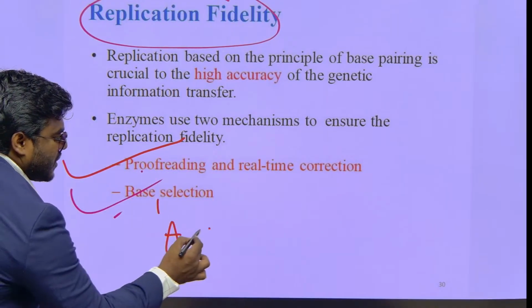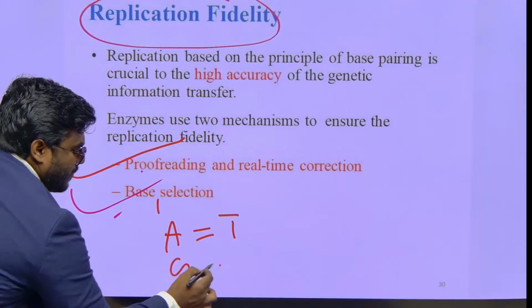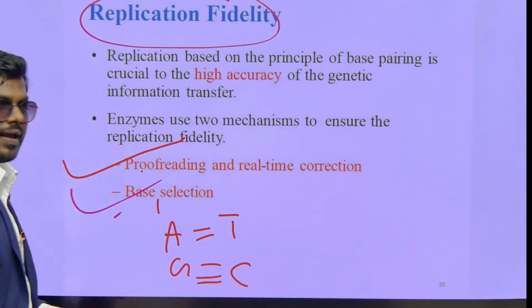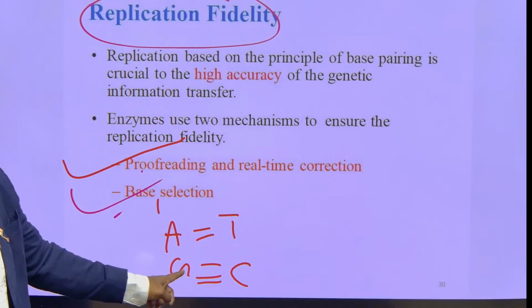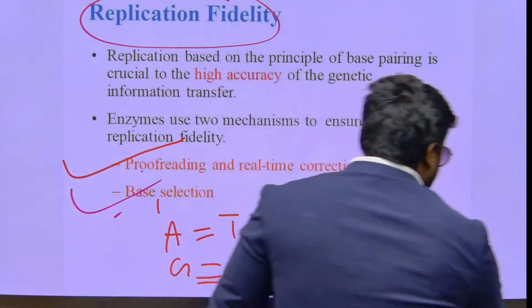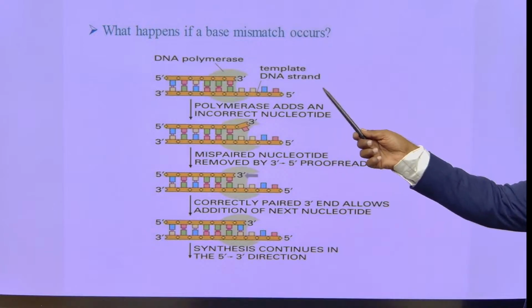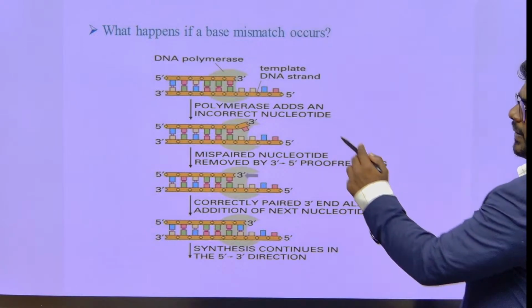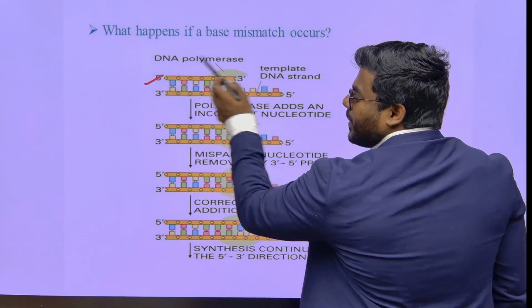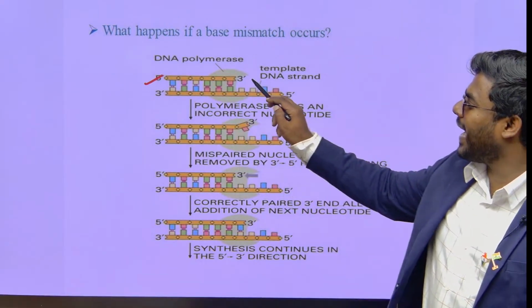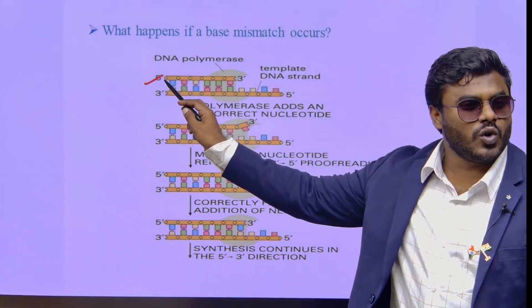Base selection we know: if the DNA is not following this base selection, it will stop the replication immediately. And what is the other mechanism we read? Proofreading. Just now we discussed that DNA synthesis is happening in which direction? 5 prime to 3 prime. But proofreading happens at 3 prime to 5 prime.